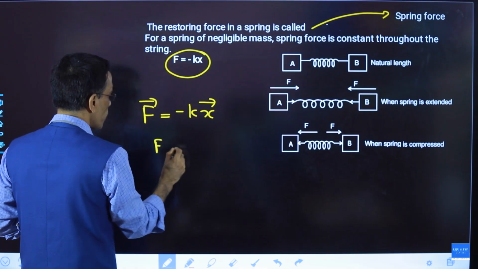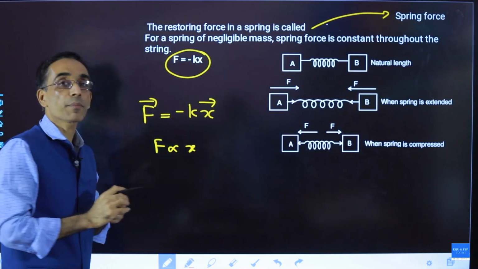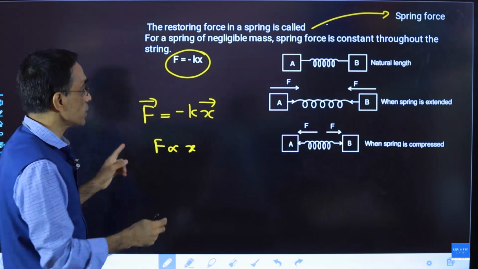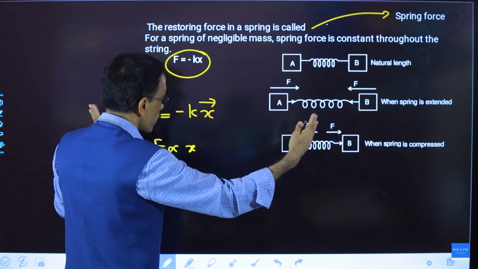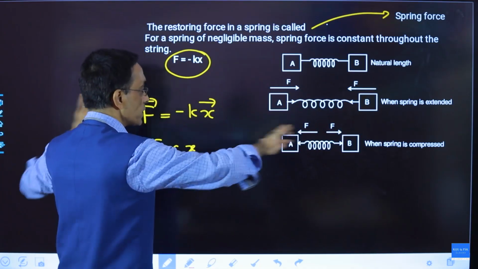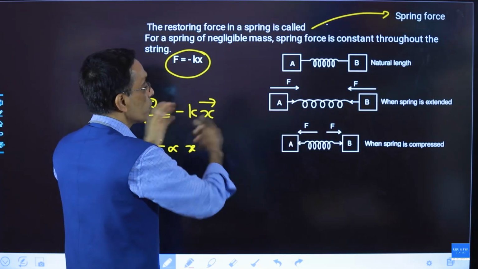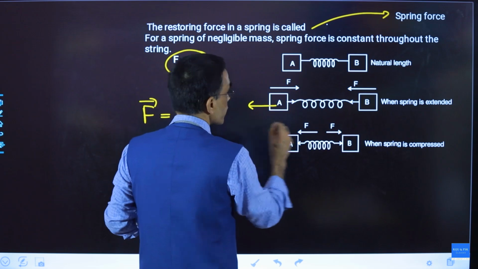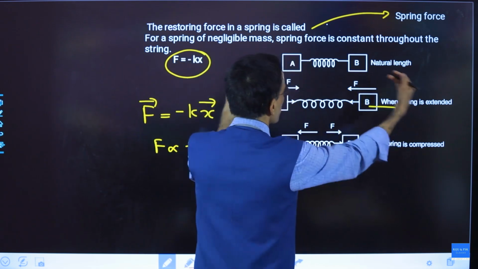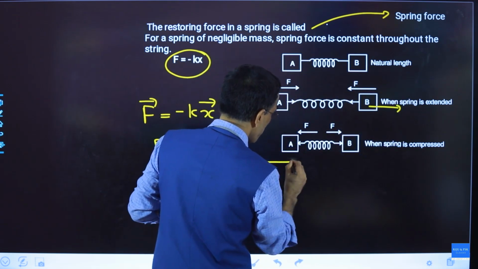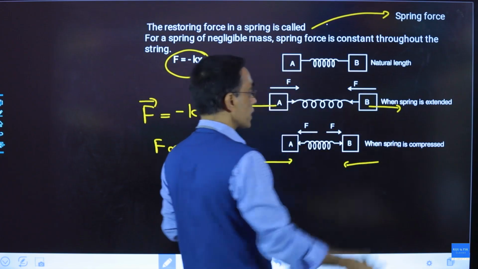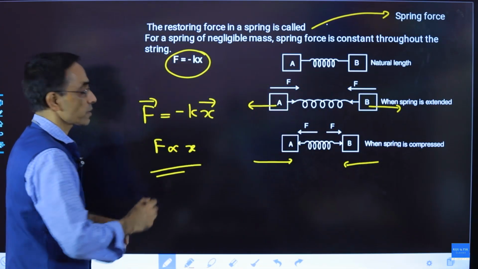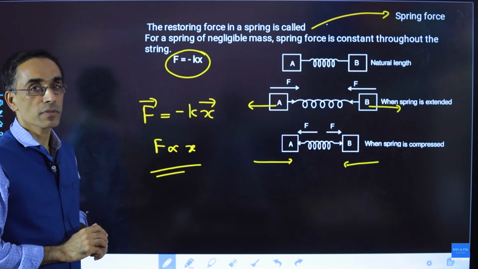This means force is proportional to elongation or compression. You elongate more, more force, and the direction is opposite. If you compress it, the force is in the opposite direction. If you elongate it, the force is in the opposite direction. So you can see that here the blocks are moving in one direction and the spring force is opposite. Here the blocks are coming in this direction, so the spring force is again opposite. That's why there is a negative sign. F is proportional to x, spring force.